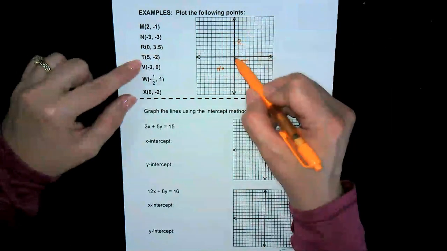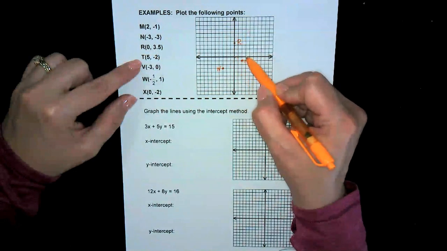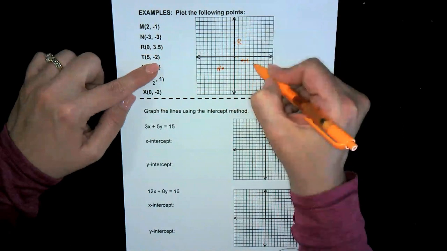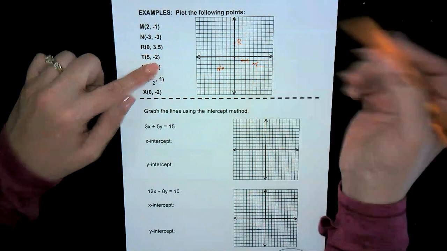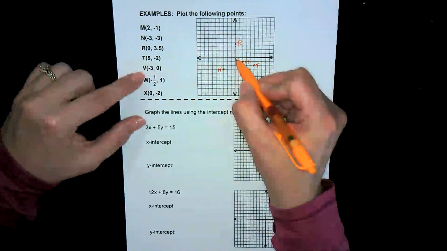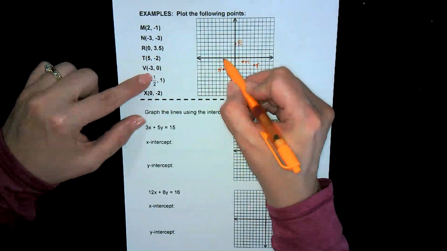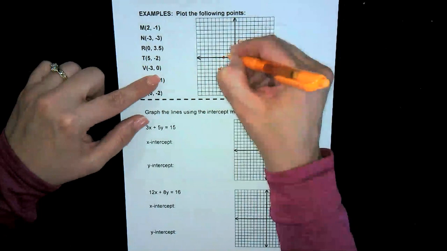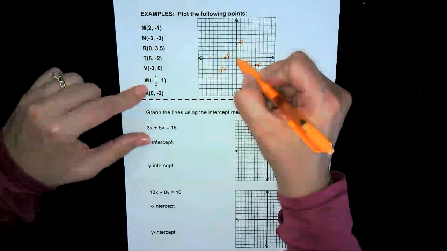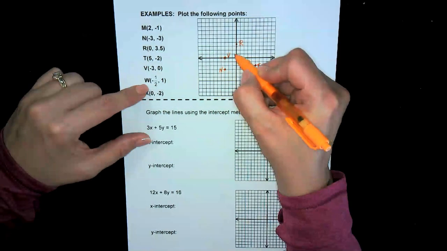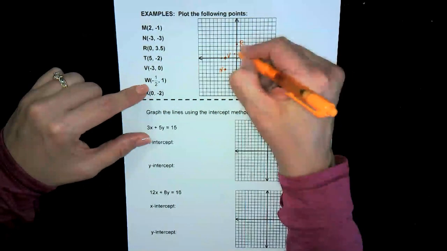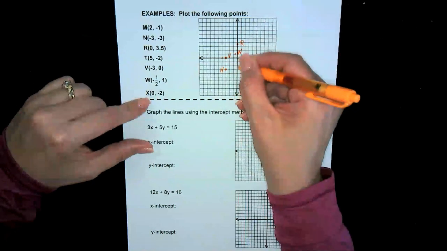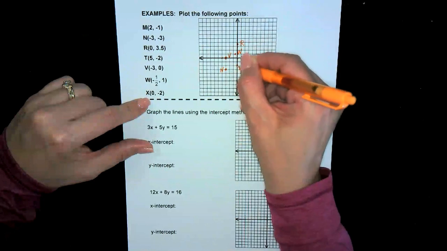Let's do T. From the origin, I go right 5. 1, 2, 3, 4, 5, and down 2, 1, 2 puts me here. Then let's do V. From the origin, I'm going left 3, 1, 2, 3. Then I'm not going up or down. So that would put us here. Then let's do W. Says to go to the left a half and then up 1. So it goes here. That's W. And then X would be, don't go right or left, but go down 2. So that would be X right there.